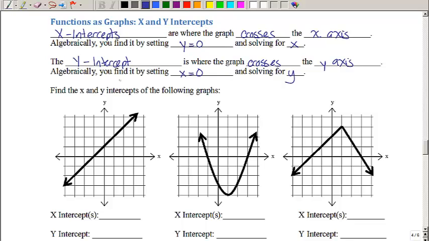In this class, I would really prefer that you write your x and y-intercepts as ordered pairs, please. We're going to have x and y-intercepts on every single test this semester, and I would really prefer that you write your intercepts in ordered pair form.